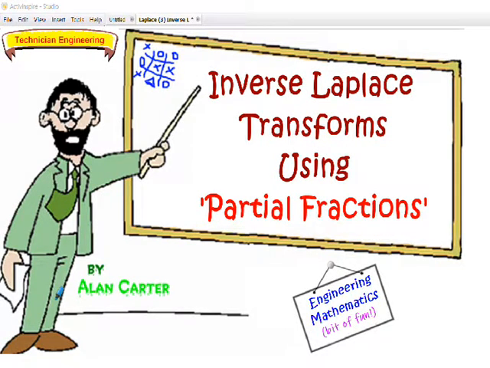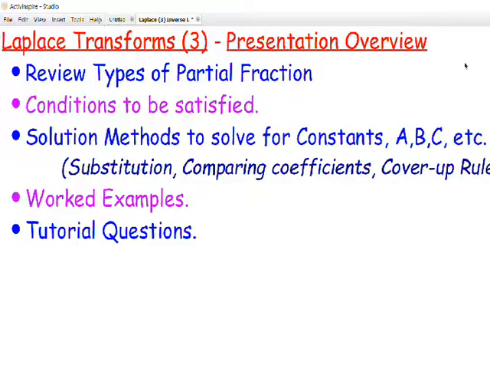Hello and welcome to this brief presentation looking at inverse Laplace transforms but using partial fractions. This presentation will review different types of partial fraction and the conditions to be satisfied. It looks at the solution methods to solve for the constants a, b's and c's etc.